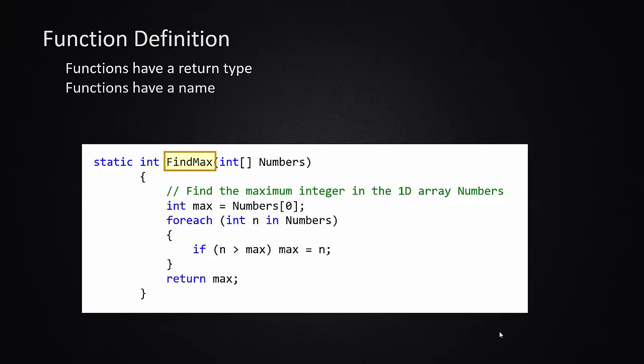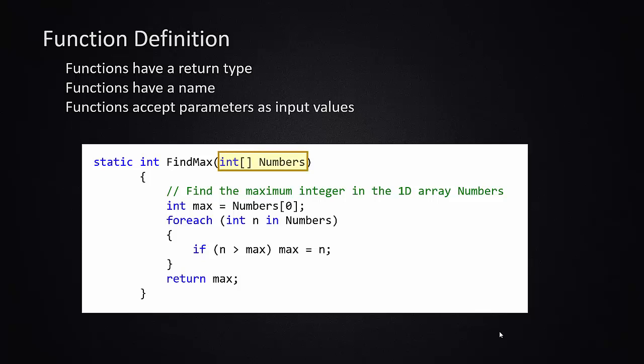Every function is going to have a name, so find max is the name of this function, and it accepts parameters. Parameters are a list of variables that appear inside the parentheses, comma separated, and here we have an integer array that is going to be called numbers. Numbers then appears, because it's declared as a parameter, numbers is now available as a variable local to the inside of my function.